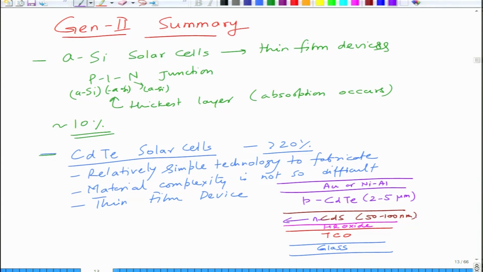Okay. So, in this case you can see that on the glass we have TCO, on TCO we have oxide, then we have CdS, then we have CdTe. So, CdTe deposition is done after the CdS is deposited. That is the difference you have to note: cadmium telluride is deposited after CdS. It is a relatively simple structure.